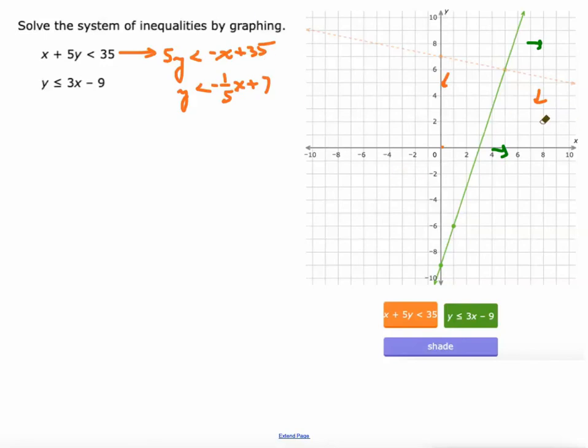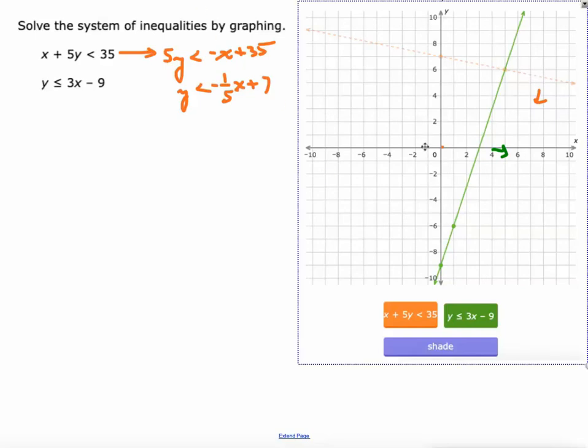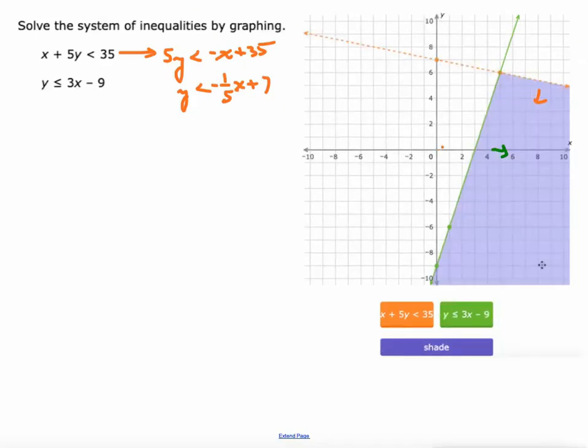So where's our overlap? It's over here on the right side, so I'm going to erase these arrows, and that's going to be my solution set. Over here. All these points over here are the points that solve this system of linear inequalities.